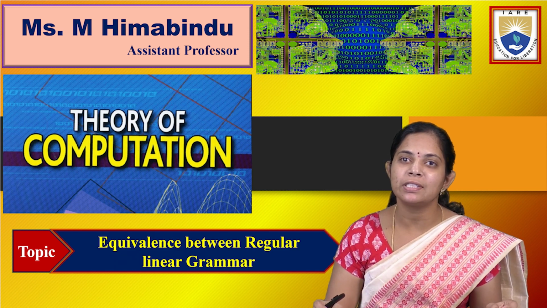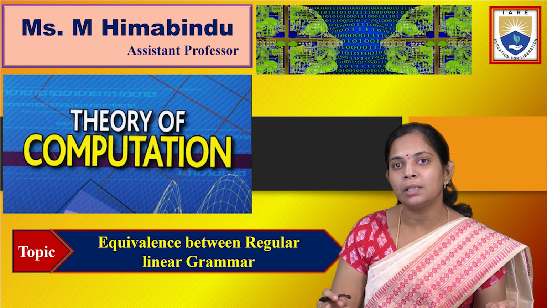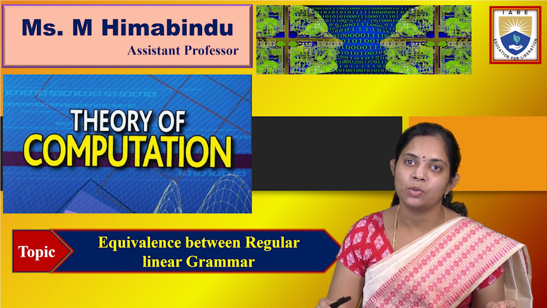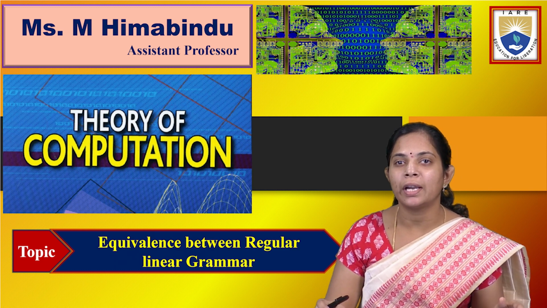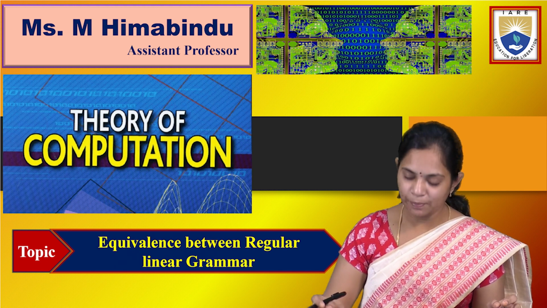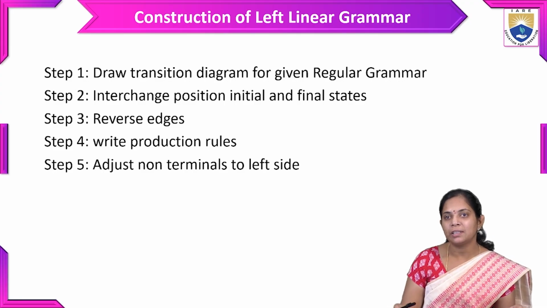So equivalence is nothing but converting from one regular linear grammar to another regular linear grammar. Here we will convert the right linear regular grammar to left linear grammar. How, we will see. There is a procedure to construct it. So what are the steps involved in this one?